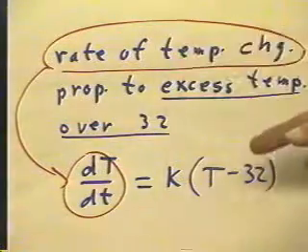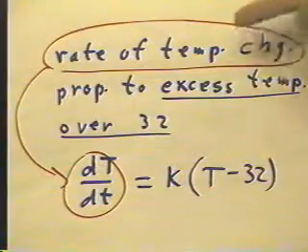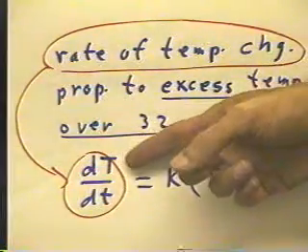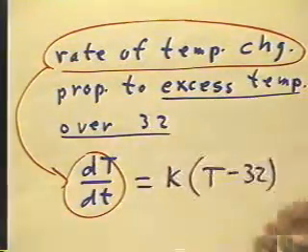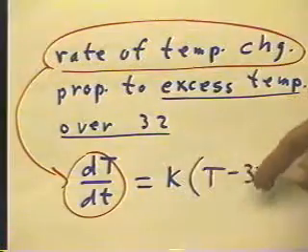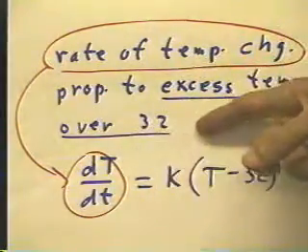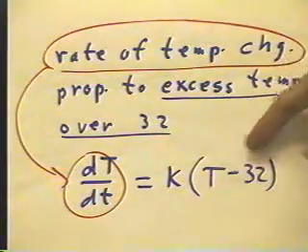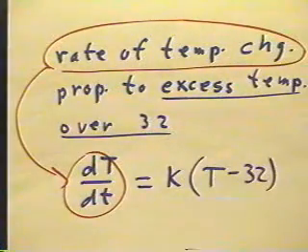The proportionality equation: the rate of temperature change, of course, we're talking implicitly about the time rate of temperature change, which is dT/dt, change in temperature over change in time. And what's that equal to? Well, that's going to be proportional to the excess temperature over 32. If the temperature is T, then the excess temperature over 32 is just the difference, T minus 32. And we have our proportionality constant K.